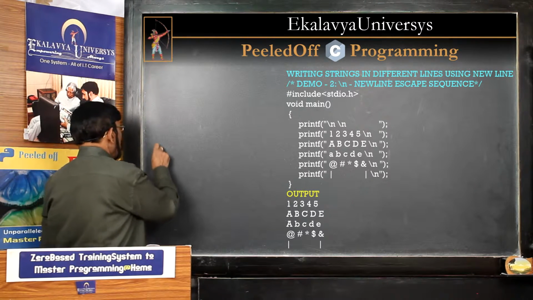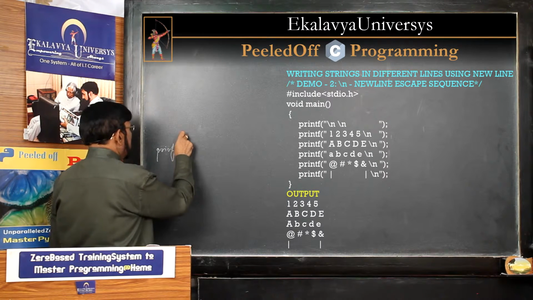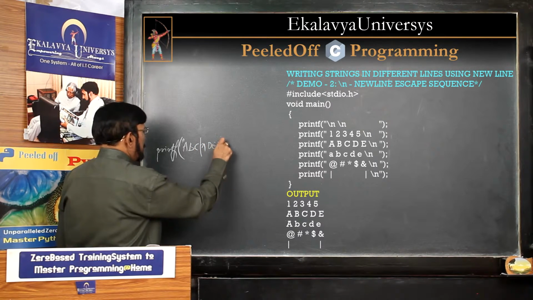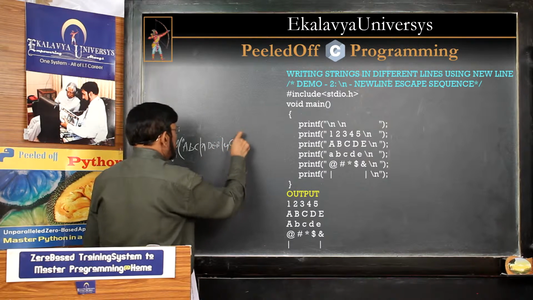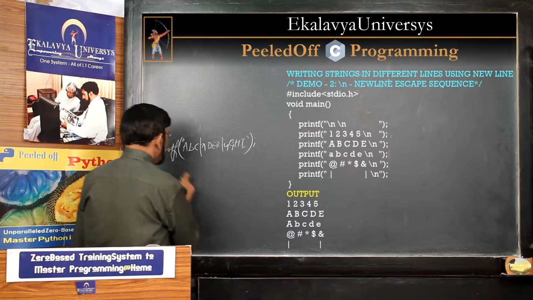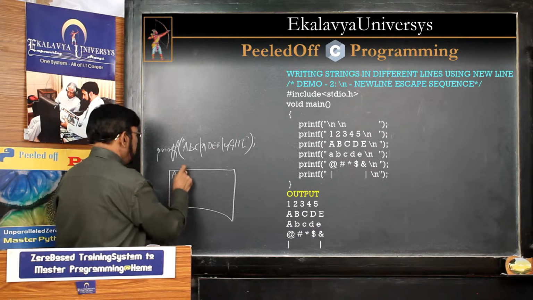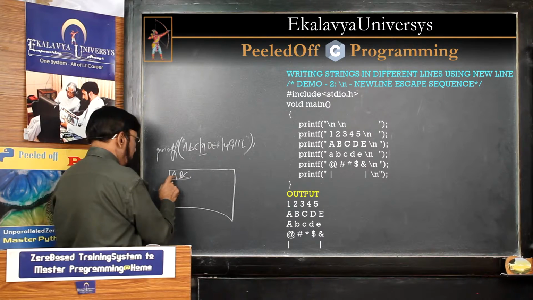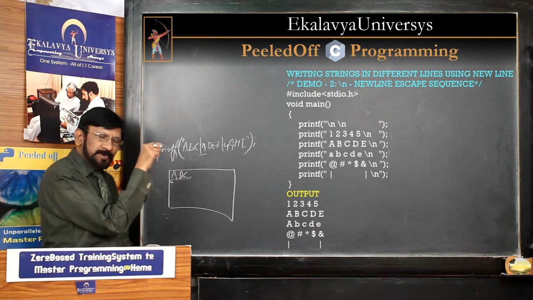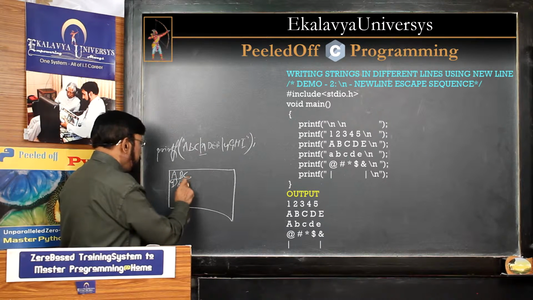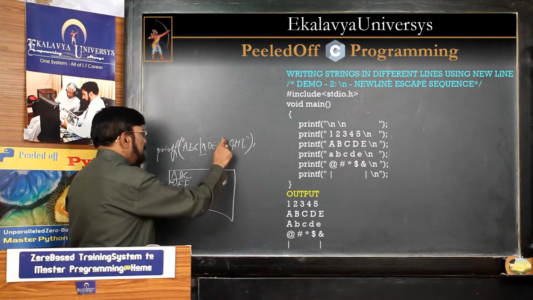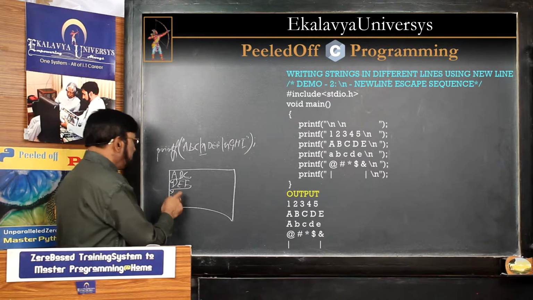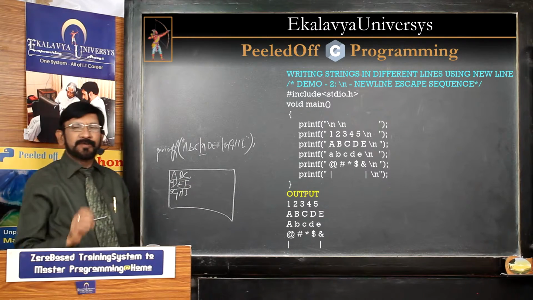Just a simple example I show you. printf, I am writing ABC, new line, DEF, new line, GHI, new line. As a result of that, first A, B, C are written. Now new line sequence is there. As a result of this, the control takes the cursor to the first position of the immediately next line. There DEF is printed. Again new line sequence is there. As a result, control moves the cursor to the first position of the immediately next line. Then GHI is printed. That is the functionality of the new line.